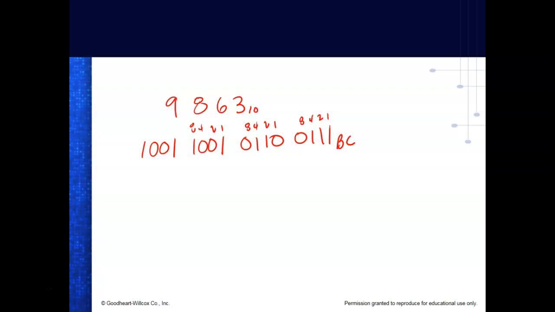It is not a numbering system. It is a code. It's called binary coded decimal. We're using 4 bits of binary to represent each decimal digit. It's BCD.